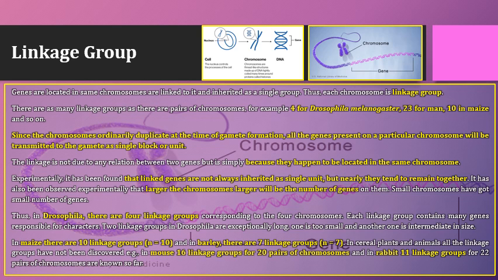In maize there are 10 linkage groups. In barley 7 linkage groups. In cereal plants and animals all the linkage groups have not been discovered. For example, in mouse 16 linkage groups for 20 pairs of chromosomes and in rabbit 11 linkage groups for 12 pairs of chromosomes are known so far.